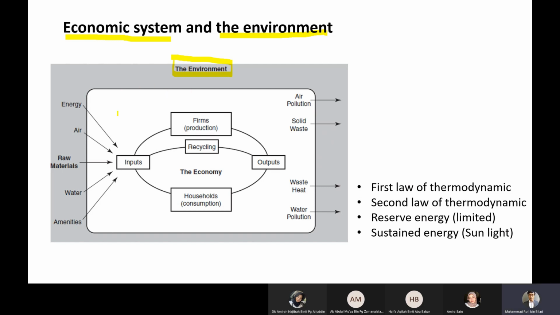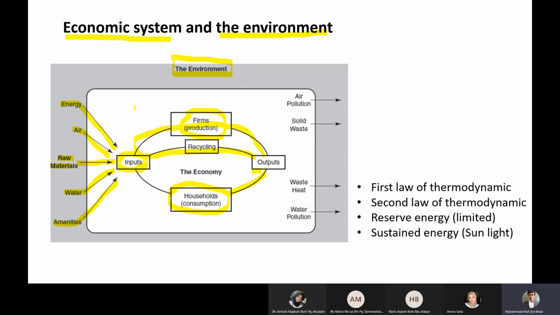So what happens is that we take energy from the environment, for example fossil fuel and so on. We get air from the environment, raw materials from the environment. We get utilities like water and amenities from the environment. That's acting as an input. We consume it, household consumption. We consume it in the form of energy, and then we get some benefit out of it. It is an output. Some of this output can be recycled and so on. So this is an easy representation of what happens in our daily life.